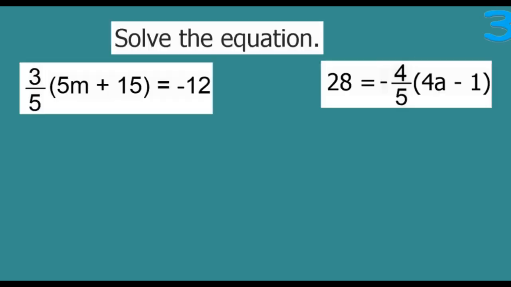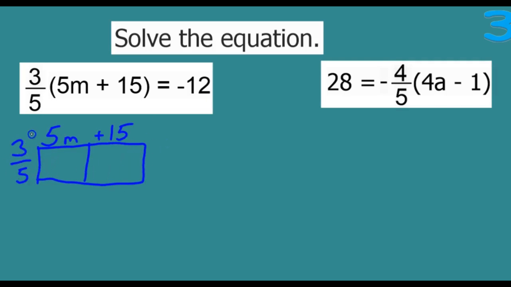That's how long they spent on the ground. Alright, let's move on. Here we're solving equations, but now we have fractions thrown into the mix. So our first one, we have 3/5 outside of 5m plus 15 in parentheses. So we know that if we have a number outside of our parentheses, we can distribute it. So what I'm going to do is draw my box, put 3/5 on the outside, 5m on top, plus 15 on the other top of the box.